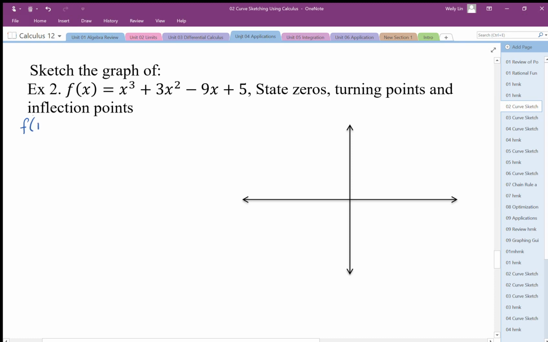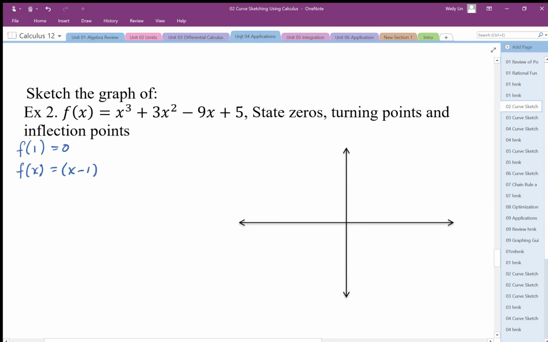Okay, when x is equal to 1, I don't think it's going to work. I get 1 plus 3 plus 5. Oh, that does work. 1 plus 3 plus 5 minus 9 is equal to 0. So there it is. There's one of my factors. So my f of x can be written in factored form. Okay, one of my factors is x minus 1. Okay, so I just have to break down the rest of that quadratic.